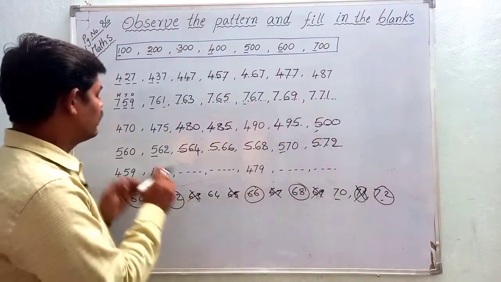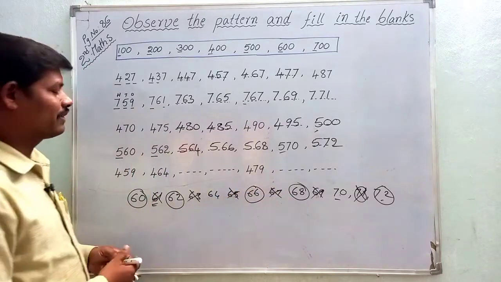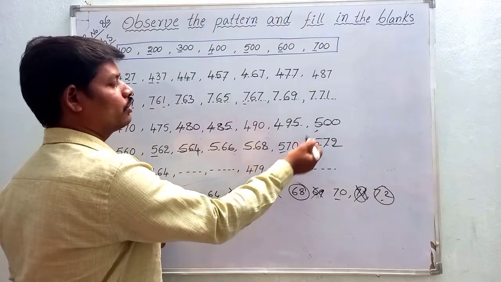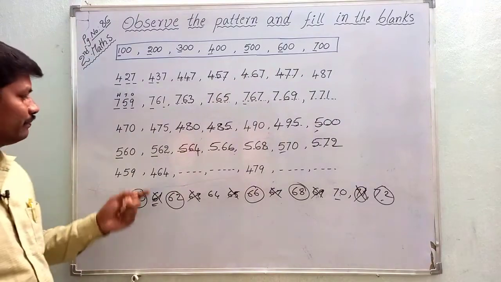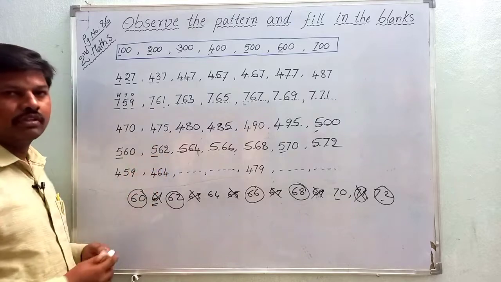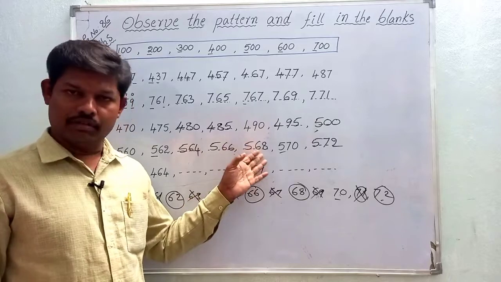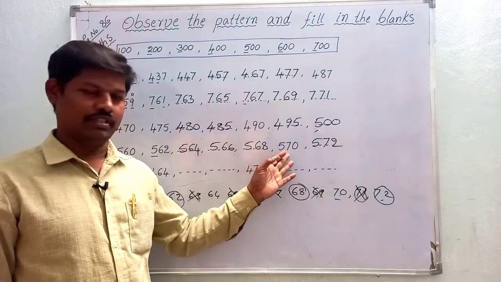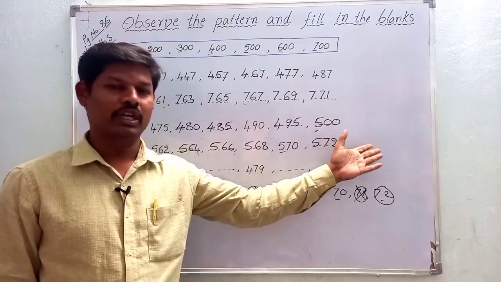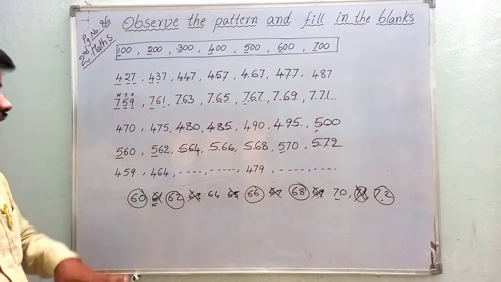So this is a two table difference. If you know the two table, then you will get this. 0, 2, 4, 6, 8, again 0, 2, 4, 6, 8, like that. 560, 562, 564, 566, 568, 570, 572 and so on. The next number also you can write, 574. So like that, this one is completed.